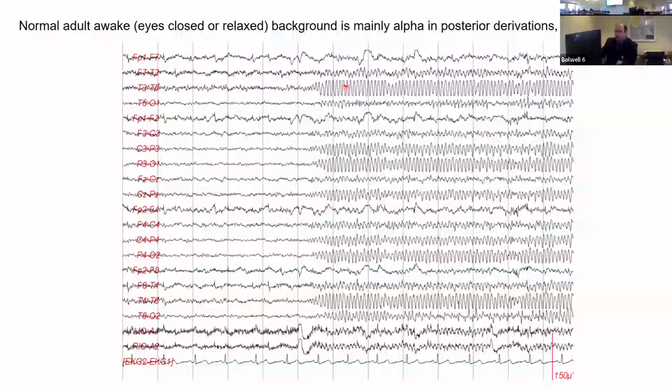So a normal awake adult, when their eyes are closed or they're relaxed, their predominant EEG background rhythm is in the alpha range and it's predominantly maximum in the back. So you will hear this terminology called PDR, posterior dominant rhythm, because it's maximum in the posterior derivations. It seems to be generated in the visual cortex and visual association cortex, okay?